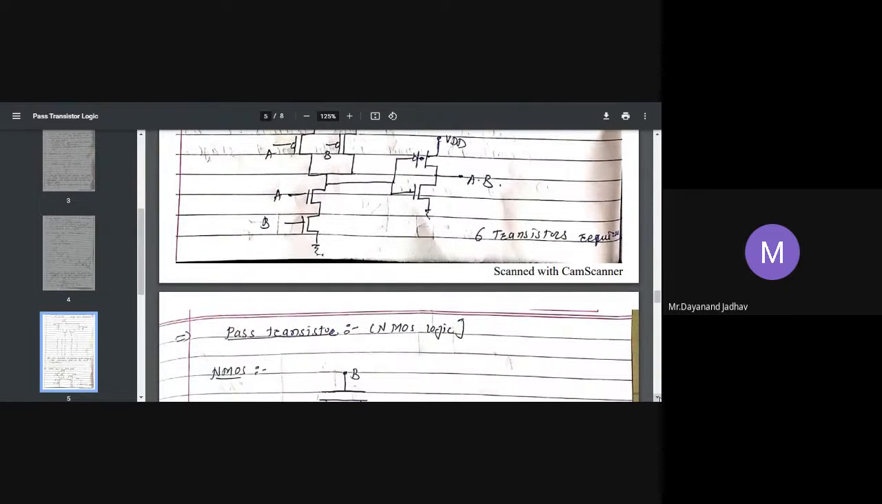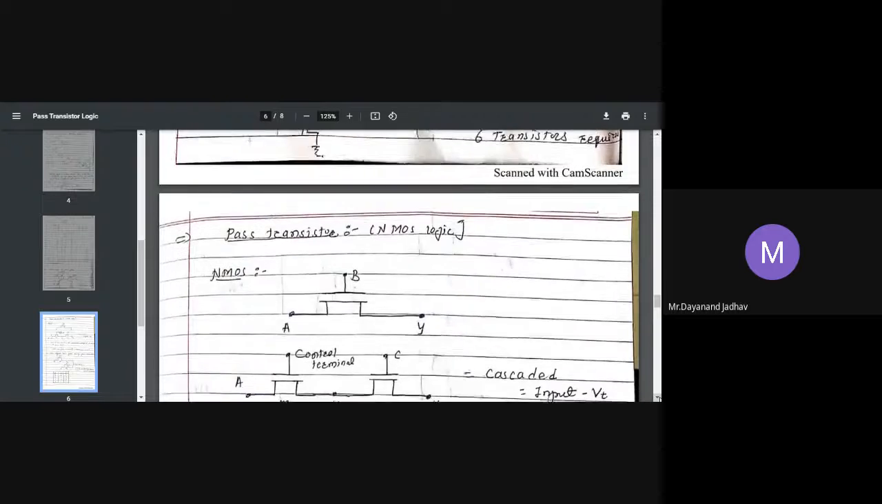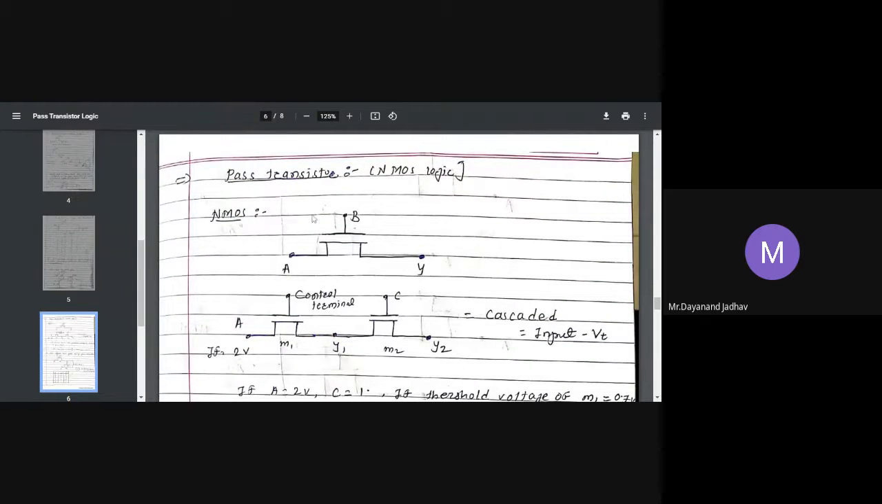Then, when we consider the pass transistor logic, see here, this is the symbol for NMOS. A is there, B is there, and Y is there. We can see the output, and cascaded NMOS. How is it? These are the control terminals. We can represent them using C. These are the control terminals. A, this is the first transistor, second transistor. They are represented using M1 and M2.